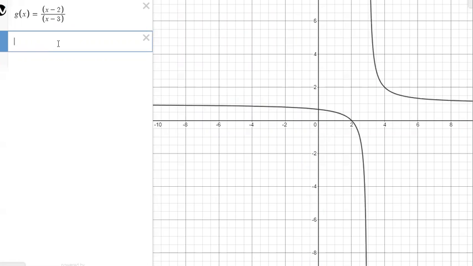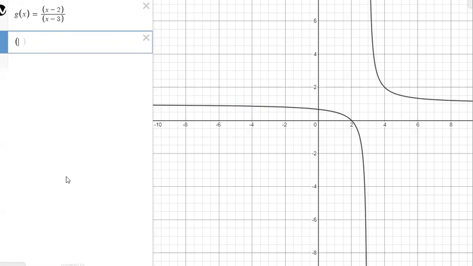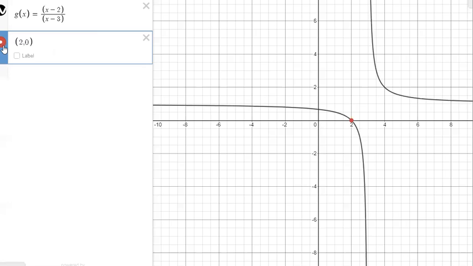Okay, so what is the 0? Our 0 was just a point, right? An x comma y. That was (2, 0). So I'm going to graph (2, 0). Notice that this point right here, which I'm going to put in red, is indeed the point where it crosses the x-axis. So that's my 0.